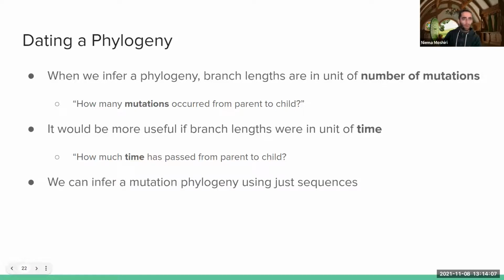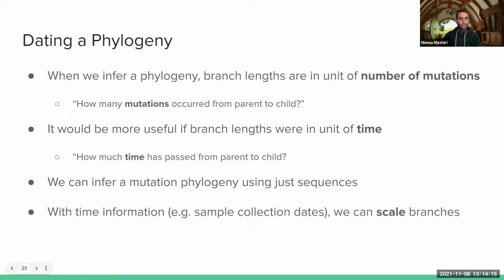So the thing is, I can only infer a mutation phylogeny. So branch lengths are how many mutations happen using just the sequences. What I need to do to have information about how much time has passed is I need some information about the time at which I observed the sequences. So for example, I could have sample collection dates. Maybe I have a bunch of sequences from San Diego, and in addition to the sequence itself, whoever did the nasal swab jotted down, oh, today is November 8th, 2021 at, I don't know, 6 p.m. So we actually might have timestamps on every single one of the leaves.